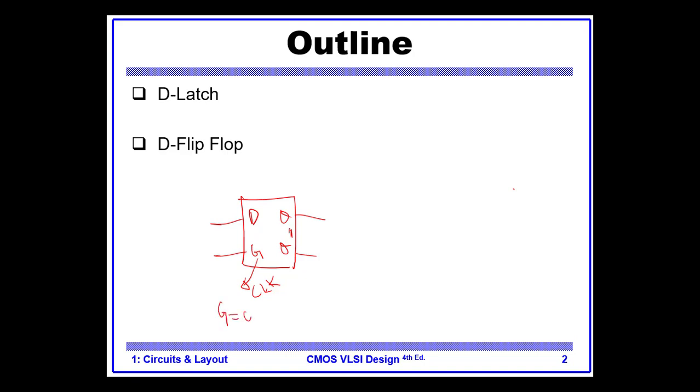If gate or clock is 1, then Q is equal to D. So output is equal to input. This is called latch is transparent.